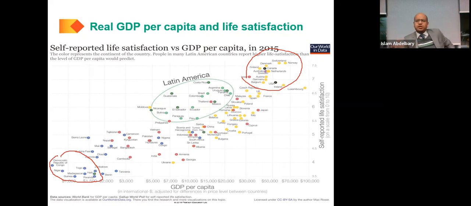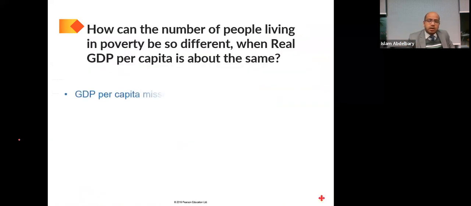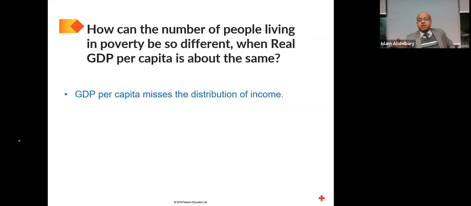Is it possible to argue that GDP per capita is an ideal indicator? We don't have an ideal indicator. It's a good proxy. It's good to use it. But the main issue regarding the GDP per capita is that it misses the distribution of income.